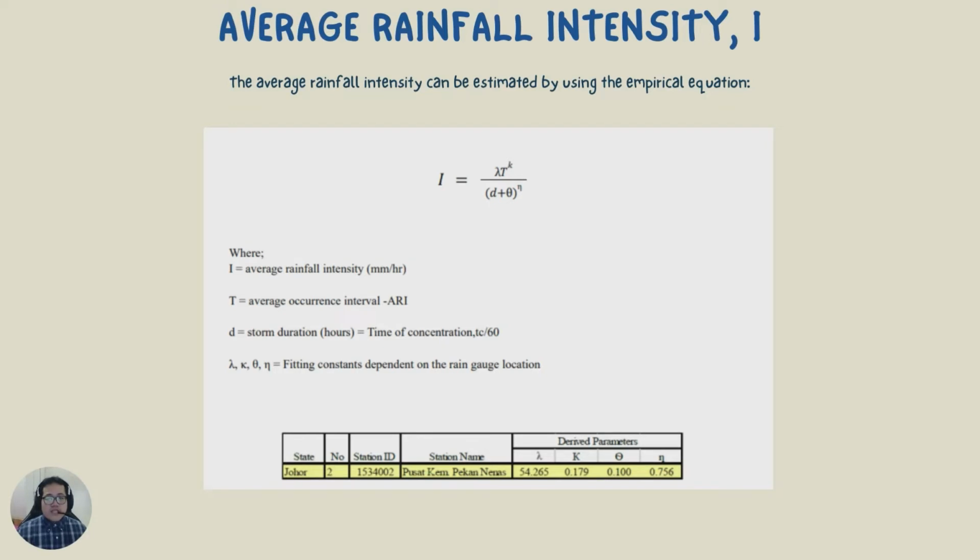So the average rainfall intensity can be estimated by using an empirical equation. Basically, we calculate the value of I by using this formula. I is the average rainfall intensity, T is the average occurrence interval, ARI, D is the storm duration, time of concentration, and the last one is the fitting constant dependent on the rain gauge location. So basically, we use Pusat Kampus Perkhidmatan as our rain gauge location.